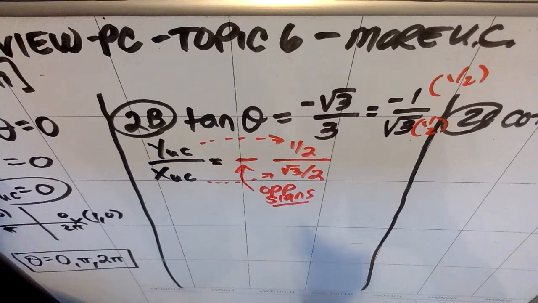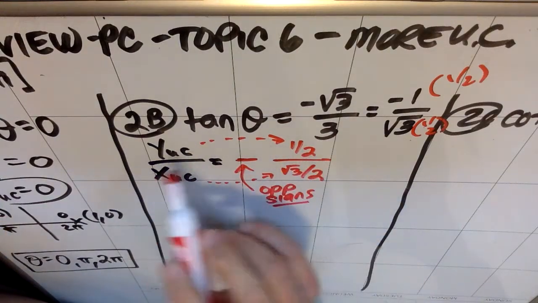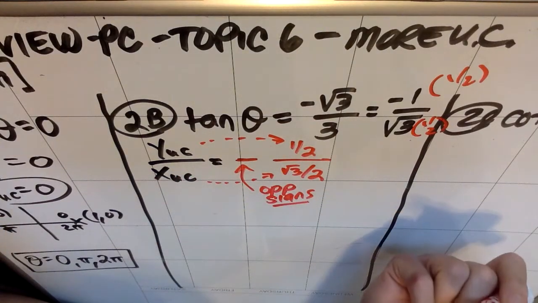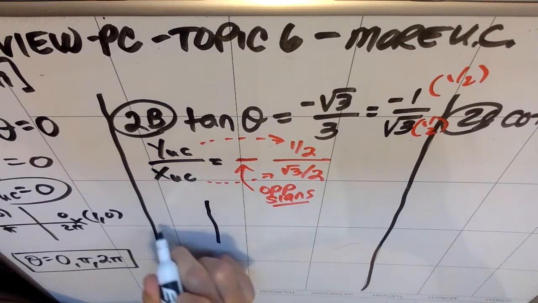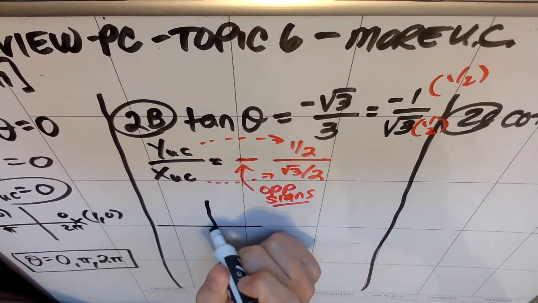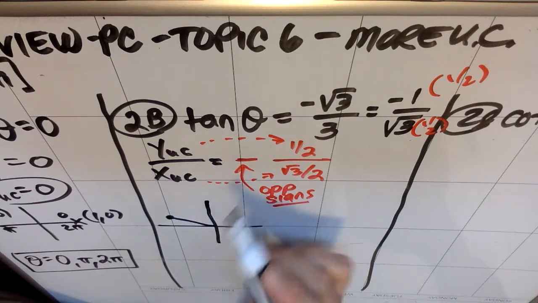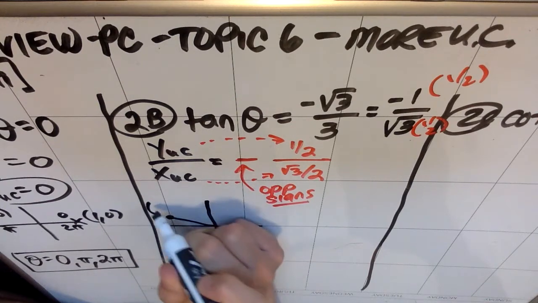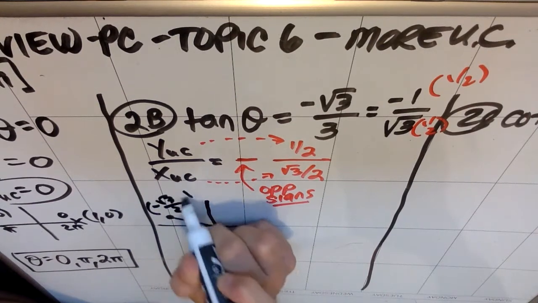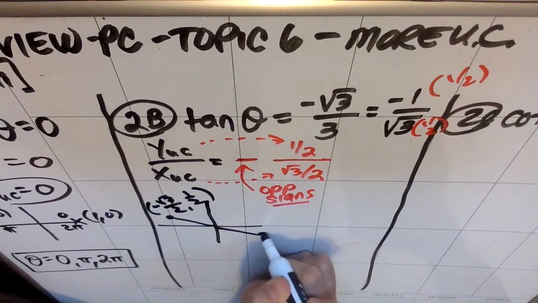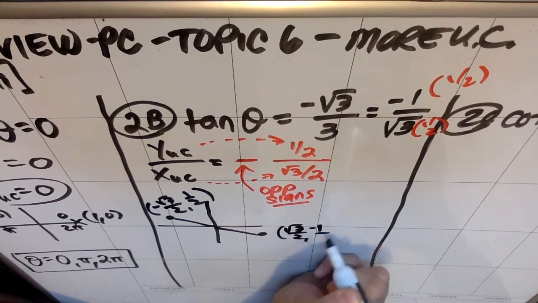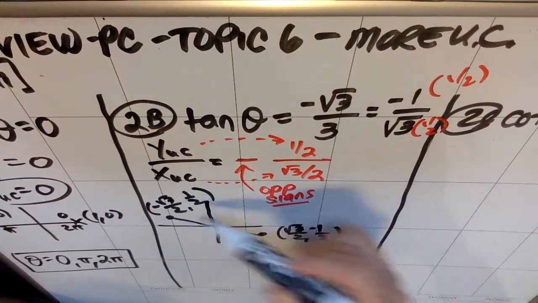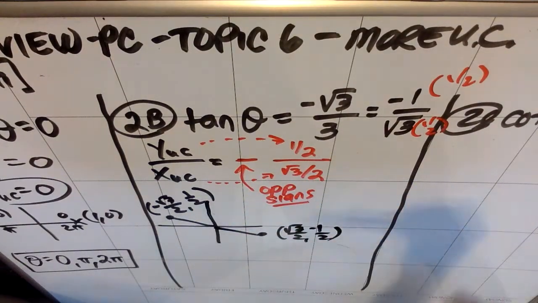So now I'm looking for places where the y on the unit circle is a 1/2, the x on the unit circle is a root 3 over 2, and they have opposite signs. Well, from my Algebra 1 knowledge, I know that the quadrants where signs are opposite are quadrants 2 and 4. So I want this guy right here, the point where the x is a negative root 3 over 2 and the y is a positive 1/2. And I want this guy where the x is a positive root 3 over 2 and the y is a negative 1/2. So see how my y's are 1/2, my x's are root 3 over 2, and my signs are opposite.